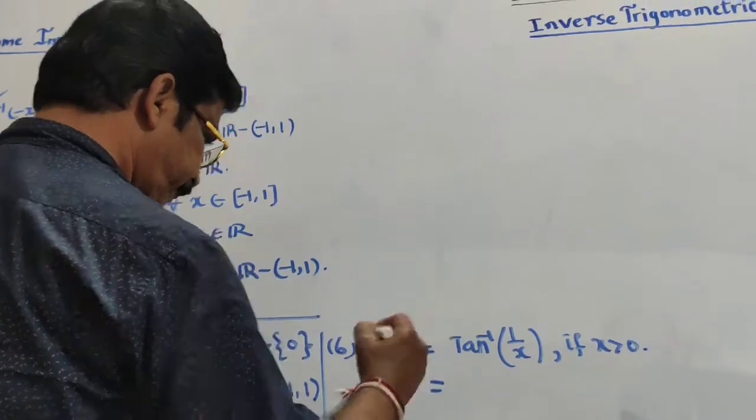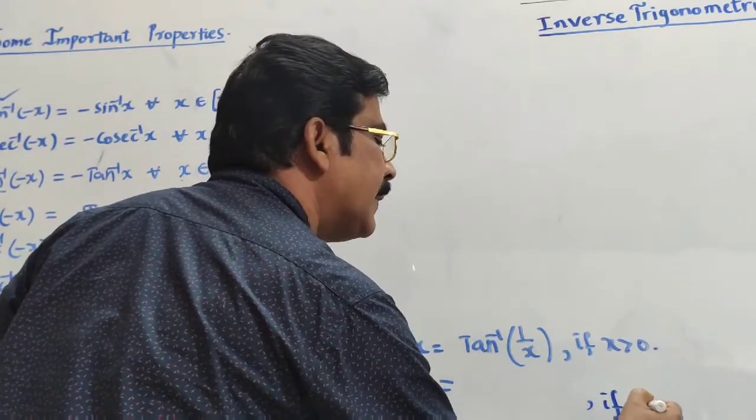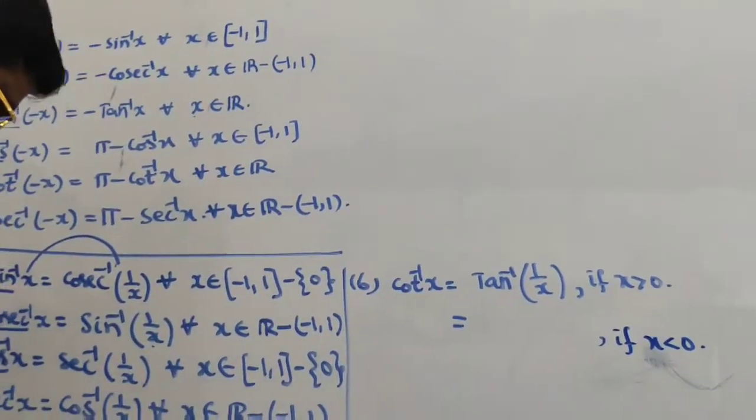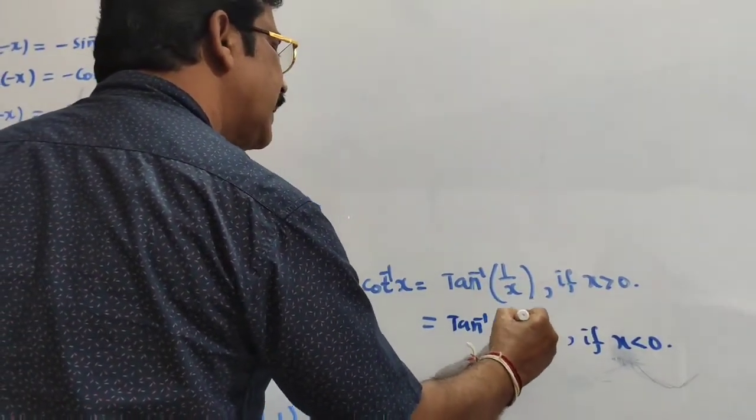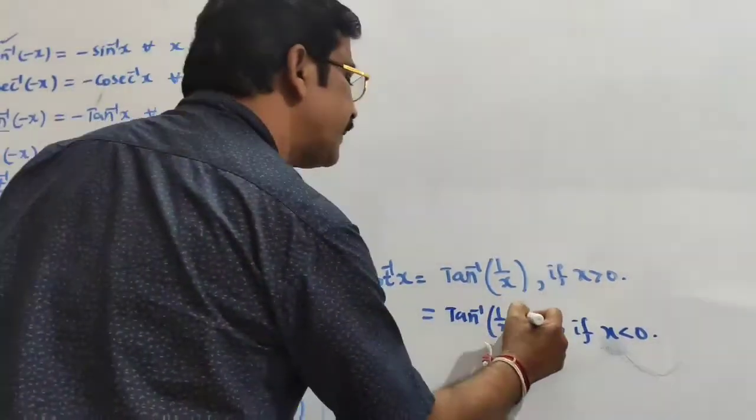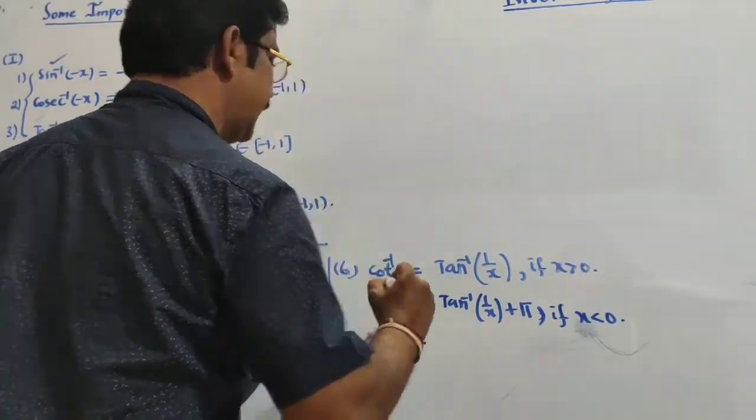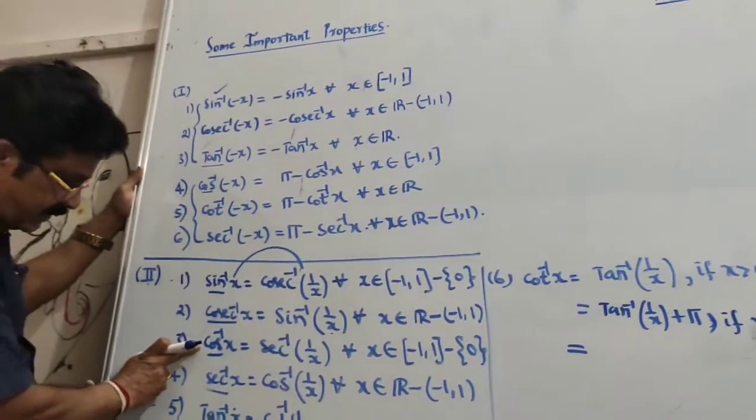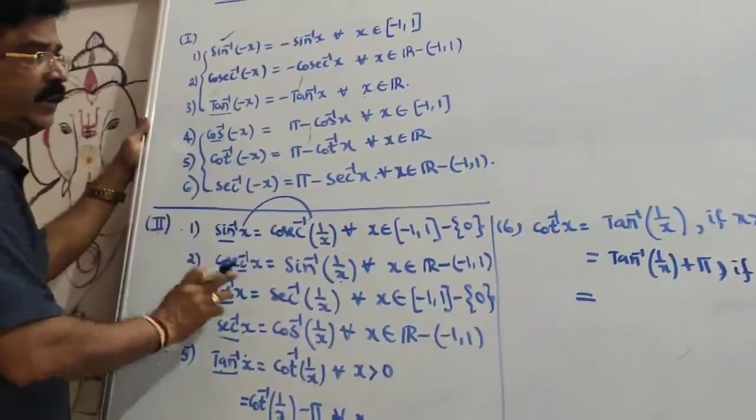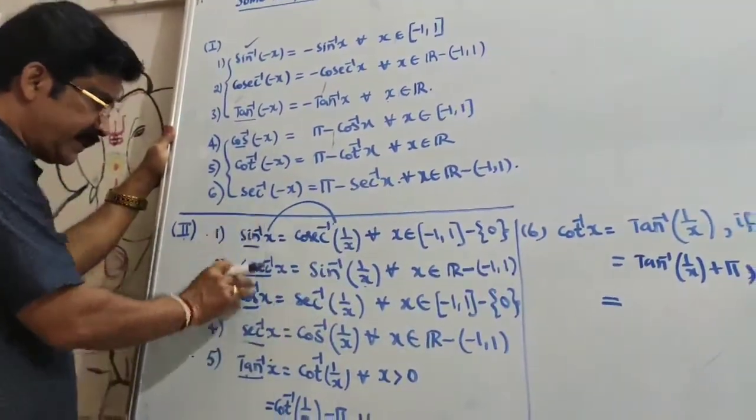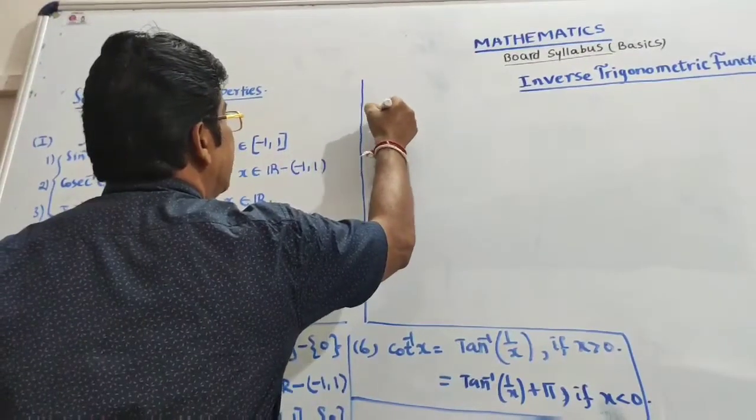Next, understand. If x is negative, actually here we wrote minus, so it can be tan inverse of 1 by x with opposite sign, plus pi. Okay, this is cot inverse x. So sin inverse, cos inverse, tan inverse, cot inverse, secant inverse, cosecant inverse: we are observing the domains of LHS functions. This is over. Next, Roman number 3, third kind formulae.